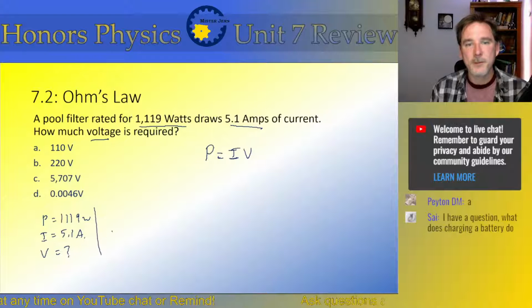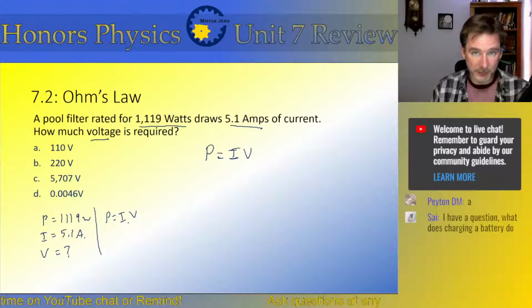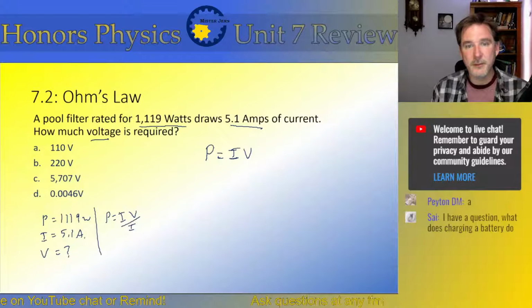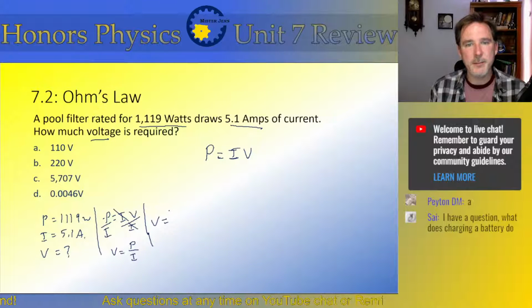So I start with P equals I times V, and I want to rearrange that to solve for voltage. I almost said velocity. So I'm going to divide by I to get rid of that. It cancels out, and whatever I do to one side, I have to do to the other. So V, voltage, is equal to P divided by I. A little bit of algebra, no problem, right? So voltage is P, which is 1119 watts, divided by 5.1 amps.